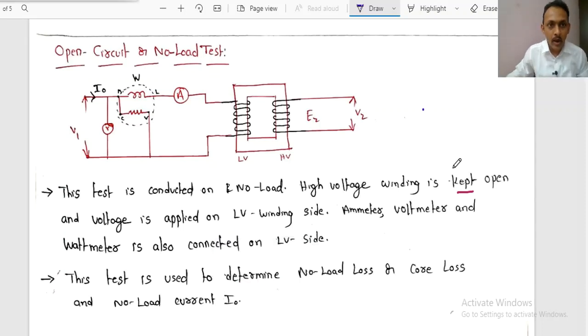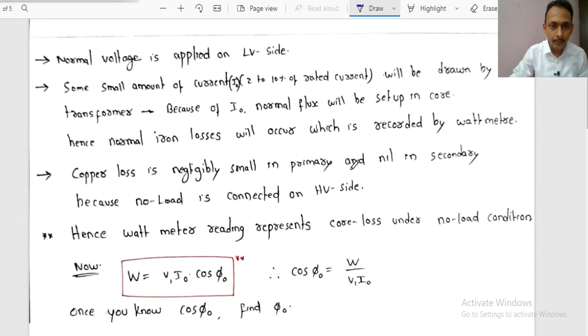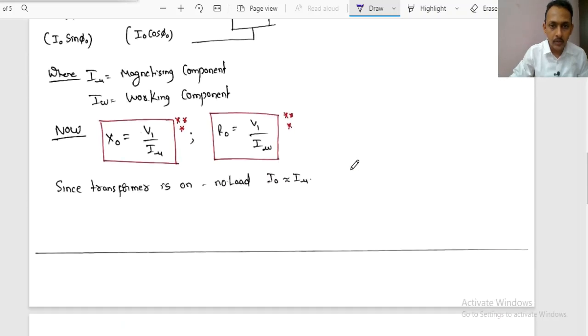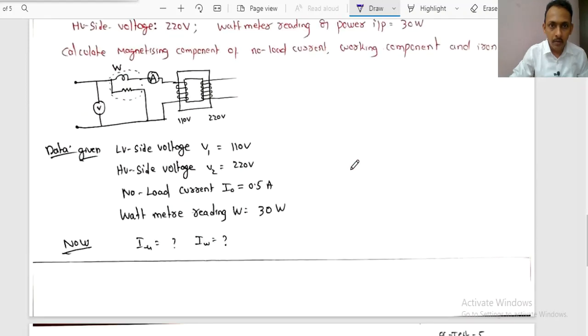In this video, we are going to discuss one important test on a transformer, that is the open circuit test or no load test. We will discuss its circuit diagram, how the meters are connected: voltmeter, ammeter and wattmeter, which side the test is to be performed on, whether the low voltage side or the high voltage side, and what the purpose of performing this test is. We will also see one example with experimental data, and how to calculate the different components.